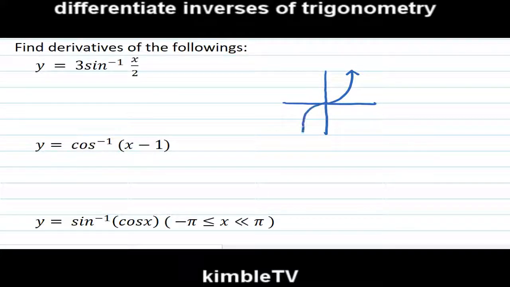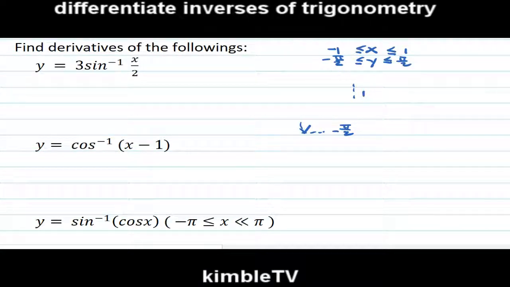Sine inverse x graph: its domain is -1 to 1, and its range is -pi/2 to pi/2. Therefore x is between -1 and 1, and y is between -pi/2 and pi/2. Okay, now we can find its domain and range.